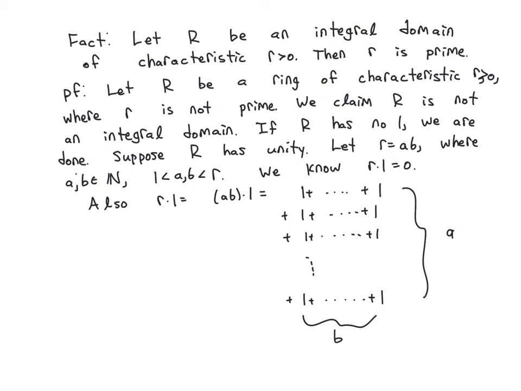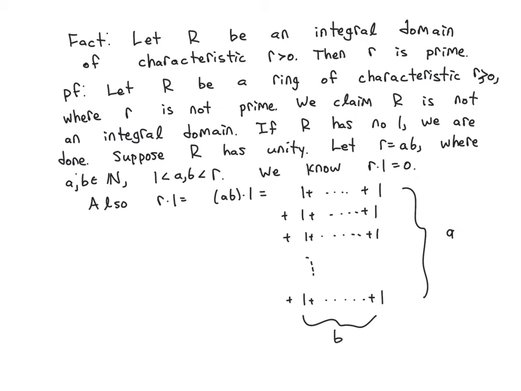Now, of course, it could be the case that R has no 1. Well, then you're actually done. So we're going to assume that R actually has a unit. All right then, our characteristic is not prime, so it factors as a times b, where a and b are natural numbers strictly between 1 and r.